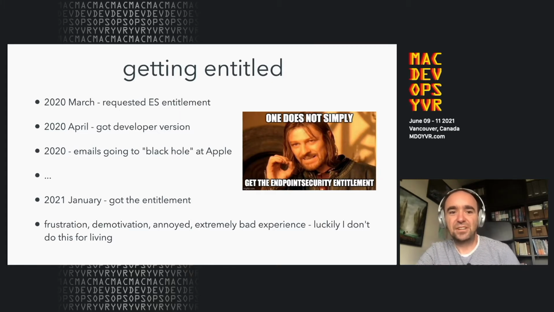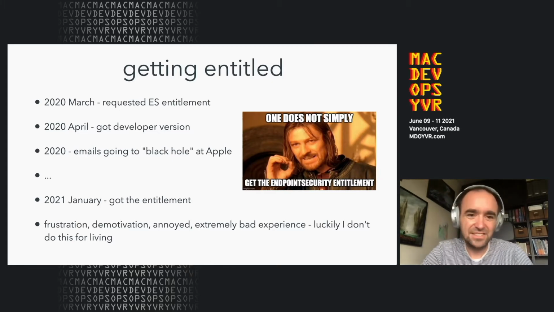Then in April, I got the developer version. I think this step usually goes easy. Everyone gets it. We can use the developer version to install our application on our own Mac without the need of turning off system integrity protection, but we cannot use it for distribution. And I started to ask for the distribution version, and I started to send emails, asking, hey, what goes on? I would like to have it.